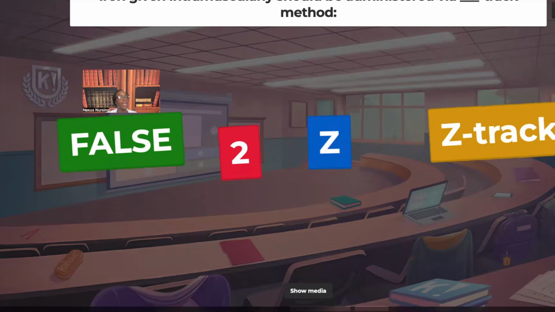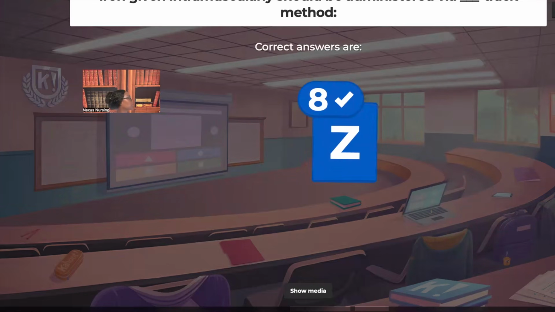Z track. How are you going to put false? This was not a true or false question. So you're going to give it by the Z-track method. You need to know that.